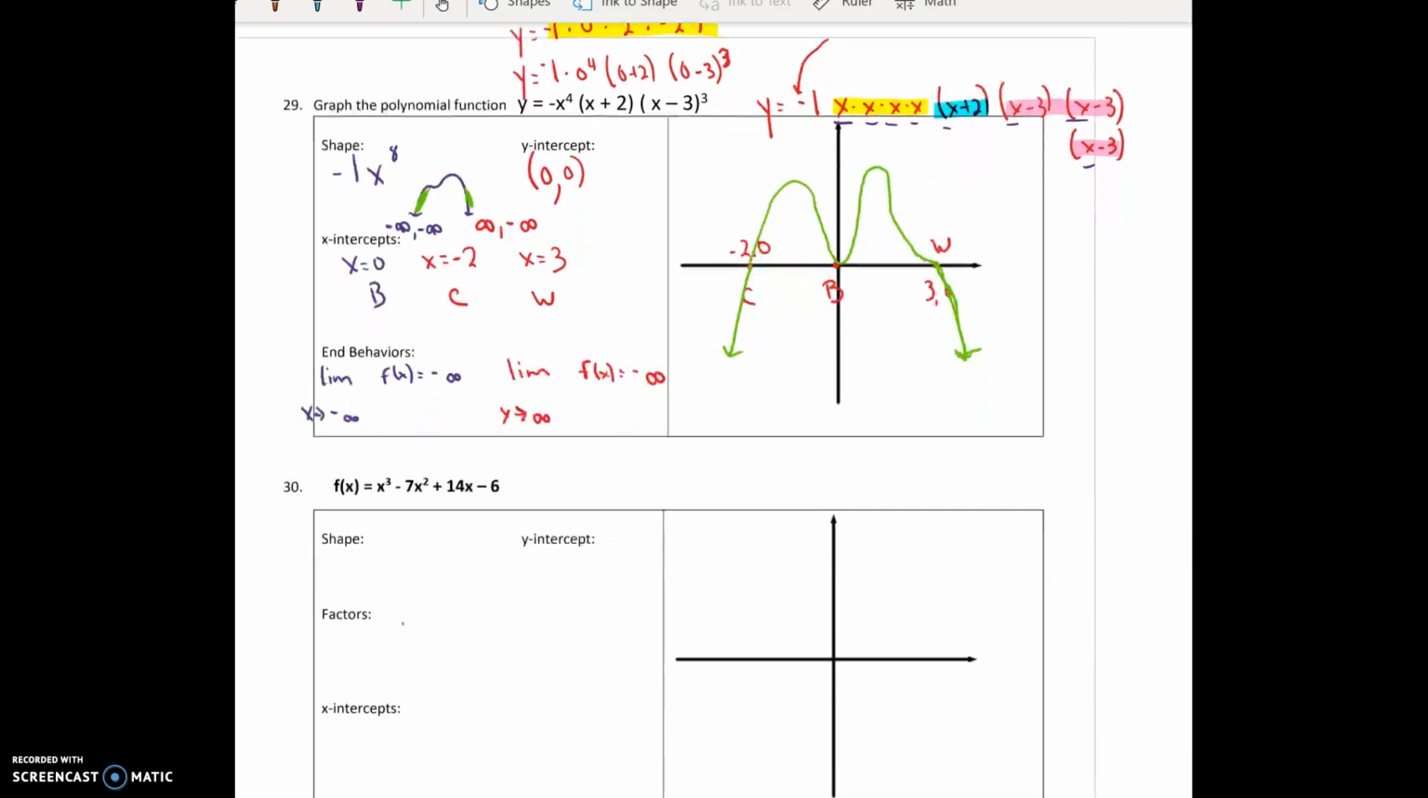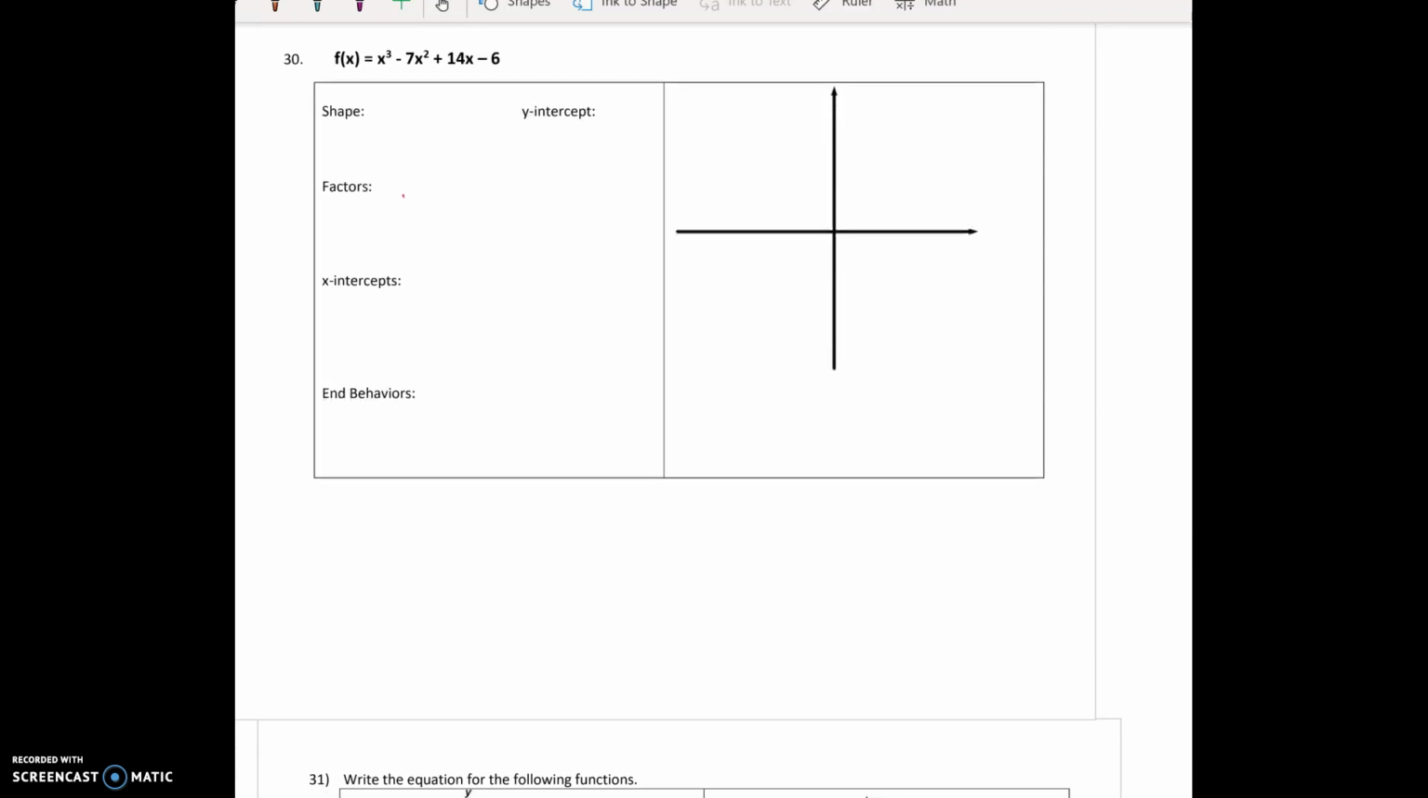All right, going into number 30. So on number 30, I'm going to be using a lot of the space down here. So again, let's start with the shape and the y-intercept. So my leading term is going to tell me that this is a shape that kind of looks like this. Okay, it's a line that's going uphill.